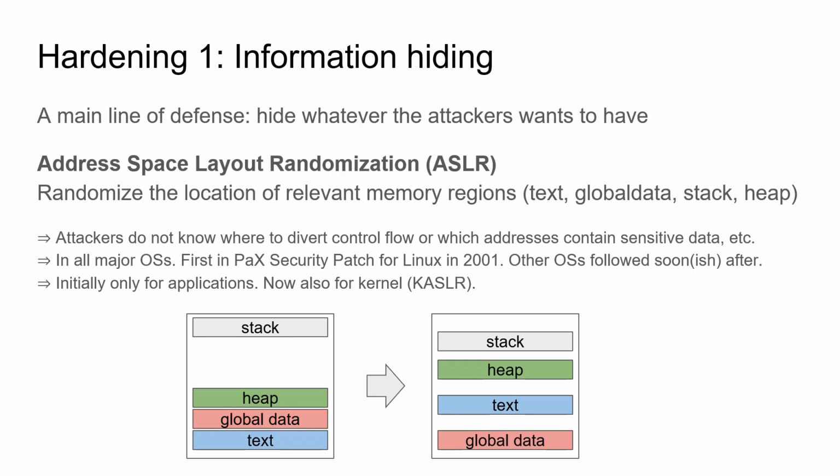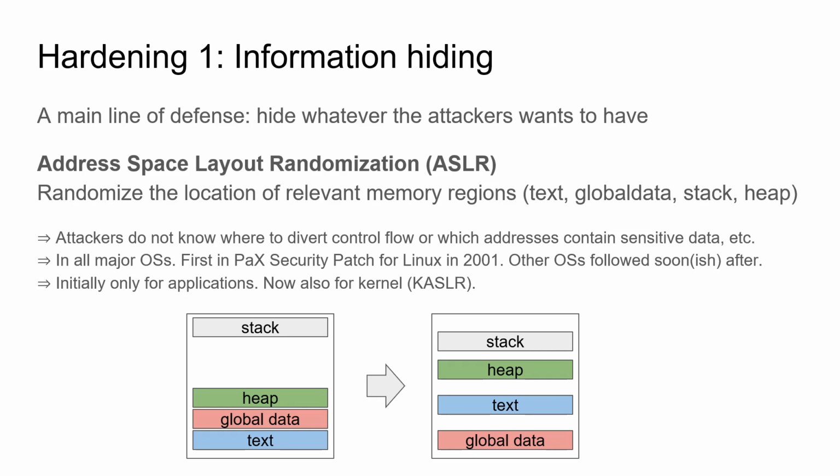Because where are you going to make the program jump to, transfer control to? You don't know. You don't know the address of the interesting code snippet that you would like executed. Okay, and that's the idea of address space layout randomization. You make it difficult for the attacker to determine where to transfer control to or what data to read.